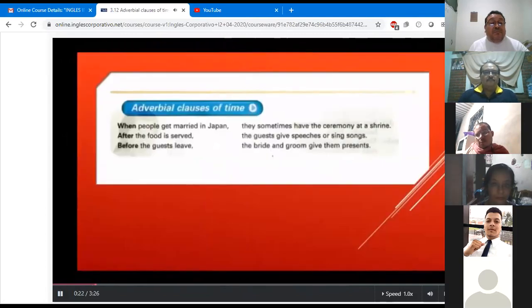Adverbial clauses of time. When people get married in Japan, they sometimes have the ceremony at a shrine. After the food is served, the guests give speeches or sing songs. Before the guests leave, the bride and groom give them presents.